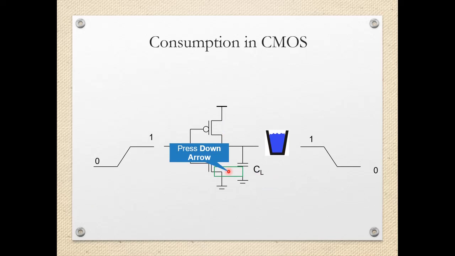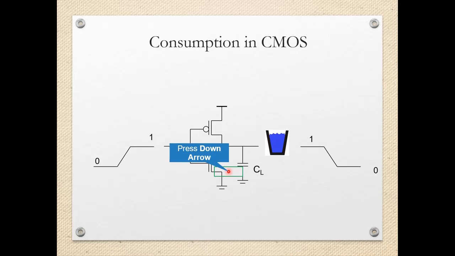Another condition for input, that is now the input is having the transition from logic low to logic high. Previously it was from logic high to logic low. Now we are applying a logic high signal to the gate, so definitely the N MOSFET will turn on. At this time the P MOSFET is off, so there is no connection towards VDD. Now let's see what will happen.